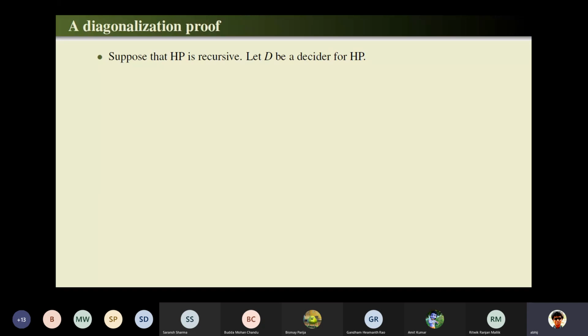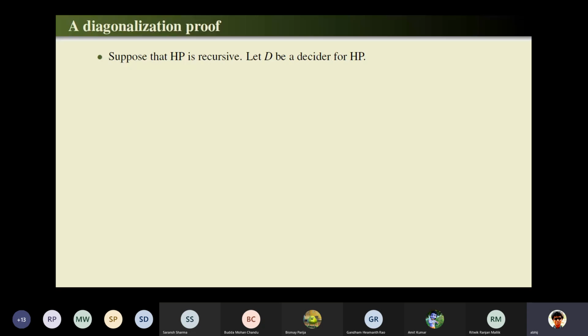Okay. So it's a proof by contradiction. Suppose that the halting problem is decidable, or the language HP is recursive. Then there will be a total Turing machine D for HP.